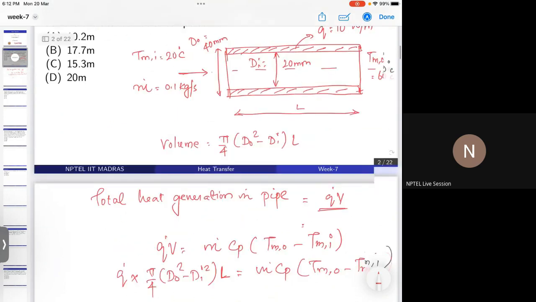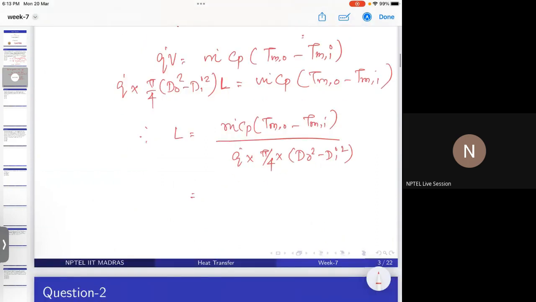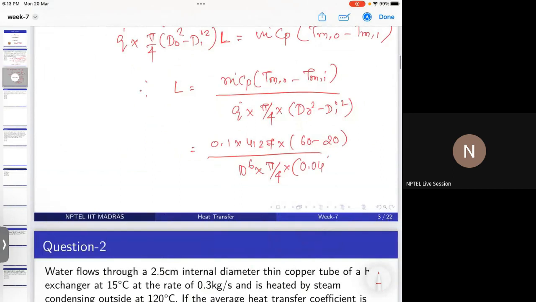Everything we know: q dot, Do, Di. Now it is just calculation. L equals m dot cp (Tmo minus Tmi) divided by q dot into pi by 4 (Do square minus Di square). This is equal to 0.1 times 4127 times (60 minus 20), divided by 10^6 times pi by 4 times (0.04 square minus 0.02 square). So what is L?